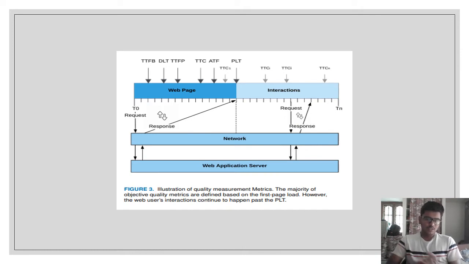So coming to figure 3, here is the illustration of the quality measurement metrics. The majority of the objective quality metrics are defined based on the first page load. However, the web users' interactions continue to happen past the PLT. This diagram contains the network and the web application server. The communication is between the network and the web application, from a request to the response.